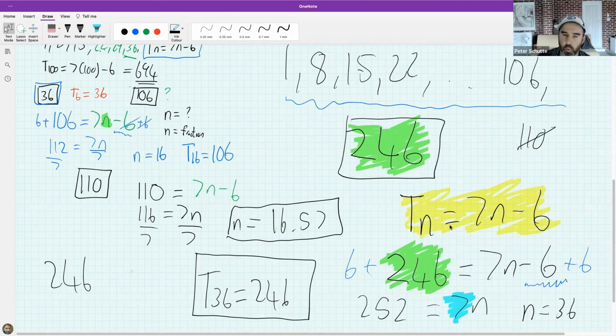Okay, it's a good question. When I add the +6 on this side, it was designed to get rid of the -6. And so when these two interact, it becomes 0. That's why this side is 7n. Whereas on this side, there was just a 6 by itself, but it had to be added to the 246. And so that's what gives us 252. I hope that was helpful.